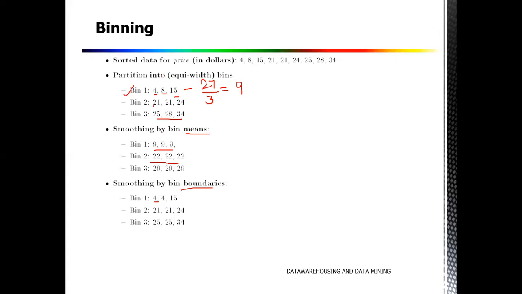In bin 2, you can check there are only 2 distinct values, 21 and 24, the minimum and maximum, and they all will remain same. Bin 3: 25, 28 and 34. 25 is minimum, 34 is maximum. So 25 is itself minimum, it will remain same. 28 is closest to minimum, so it will become 25. 34 is itself maximum, so it will remain same as 34. So that is about our binning technique.